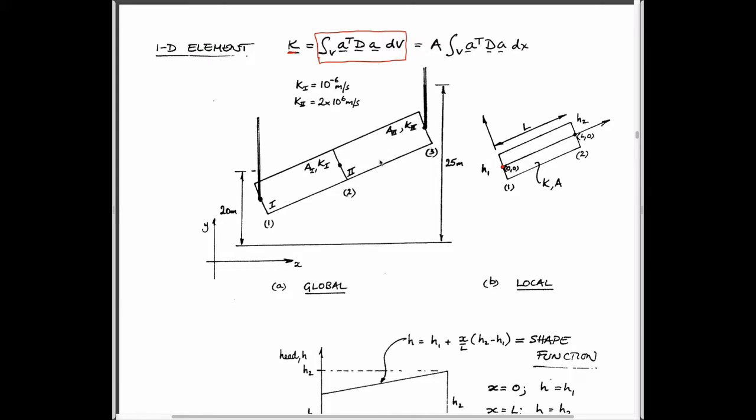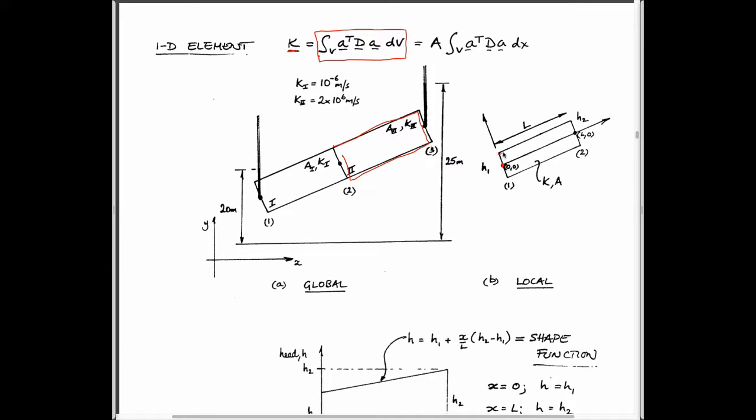Let's take an element that's going to represent one of these. And this element is going to be a template, which is this. It's going to have 2 nodes, node 1 and node 2. At these nodes it will have a head at node 2 and a flux at node 2, a head at node 1 and a flux at node 1. That's our nodal variables. This is our local element of length L, cross-sectional area A, and hydraulic conductivity K.